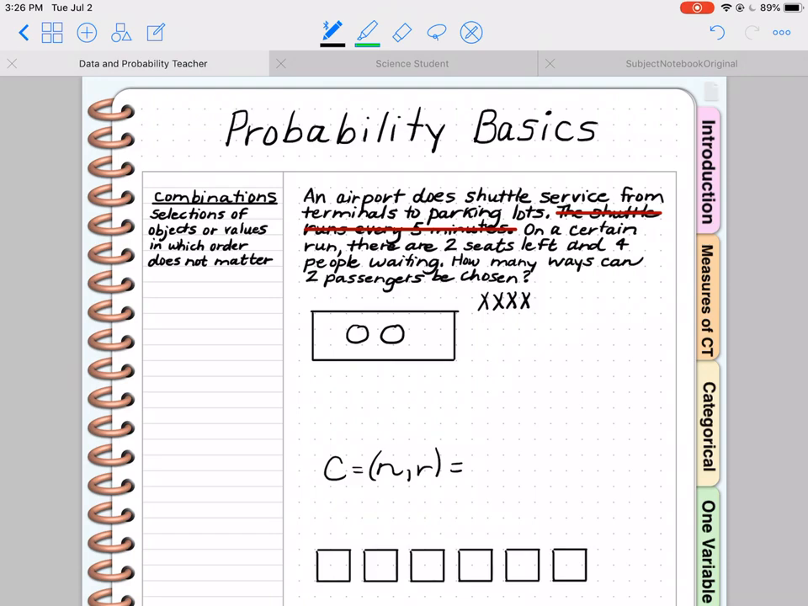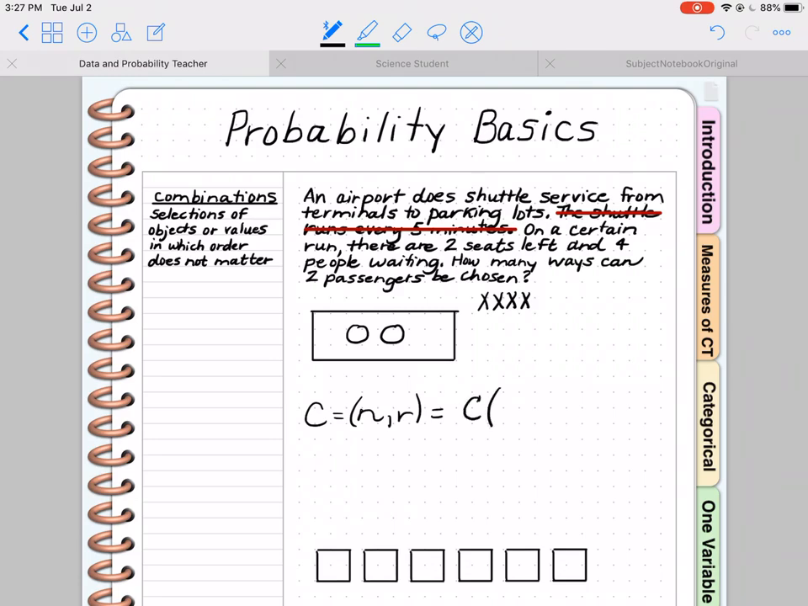And what they're asking me is how many ways can 2 passengers be chosen? There's not a first place and a second place and who wins and loses. It's just a matter of how many ways can I choose 2 people to get on the shuttle. So will it be this guy and this guy? Would it be this guy and this guy? This one and this one? How many different possibilities do we have for this scenario? This formula is going to help me tremendously on this one. Because order doesn't matter, this is just a matter of calculation. Let me show you how to set this up.